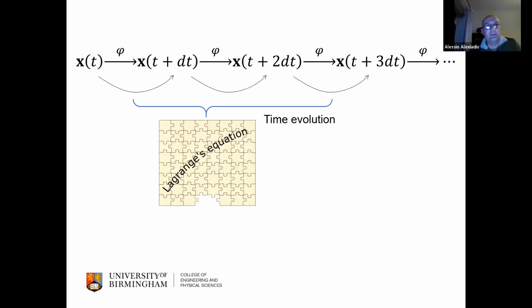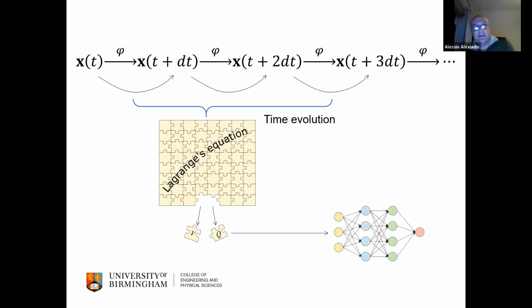So, instead of rediscovering everything from scratch, one alternative would be to use the Lagrange equation for the time evolution of the system, because any physical system must obey the Lagrange equation. And the only missing pieces of the puzzle are V and Q. So let's just use the network for V and Q, nothing else. By doing that, we ensure that all the physical principles that I mentioned before are satisfied in a strong mathematical sense.